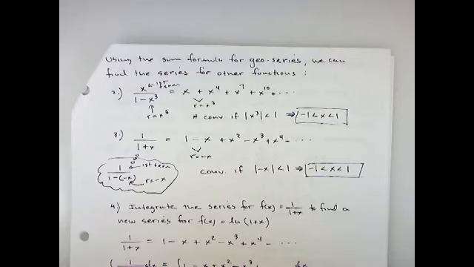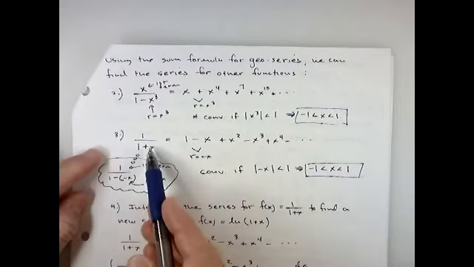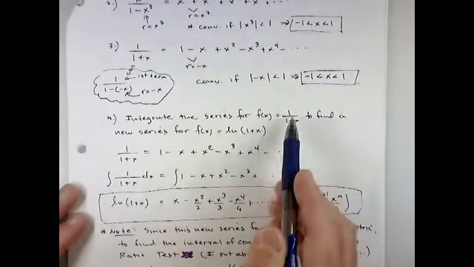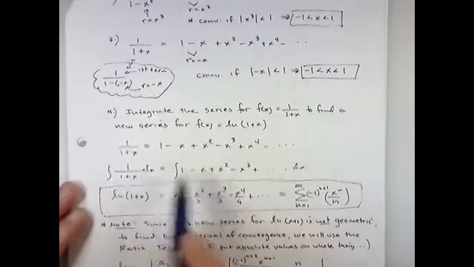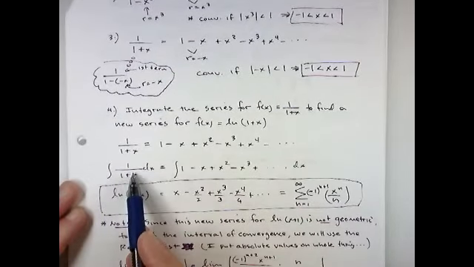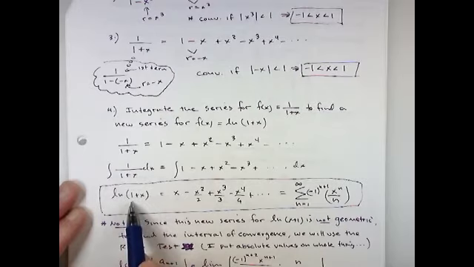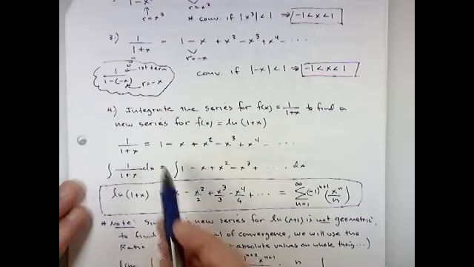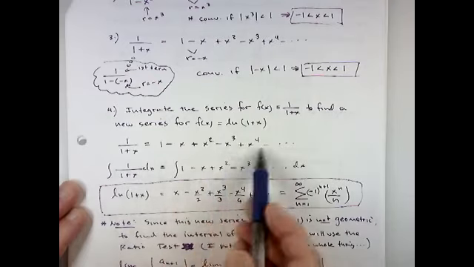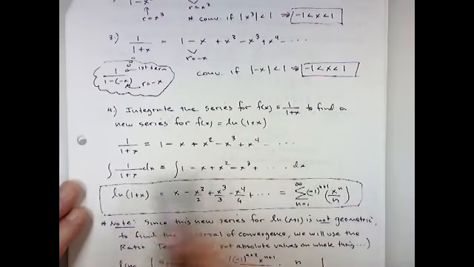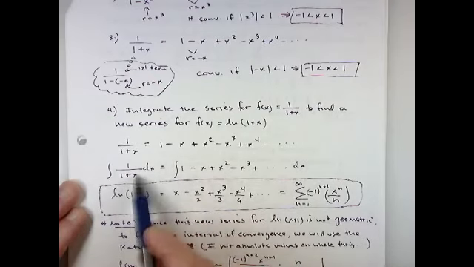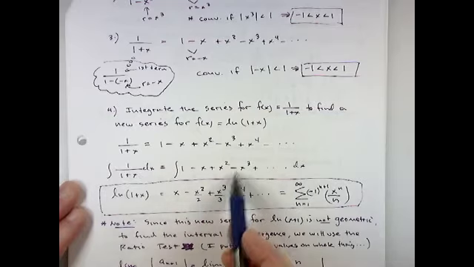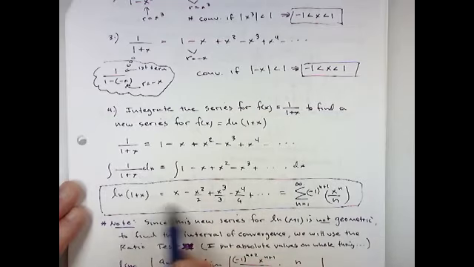Now, there are ways of getting power series for other functions, and picking up from 1 over 1 plus x, if I integrated that function, we know the integral of 1 over 1 plus x gives us the natural log of 1 plus x. So what I can do is, if I know the series for 1 over 1 plus x is this, if I integrate both sides, integrate that polynomial, I get a new power series.